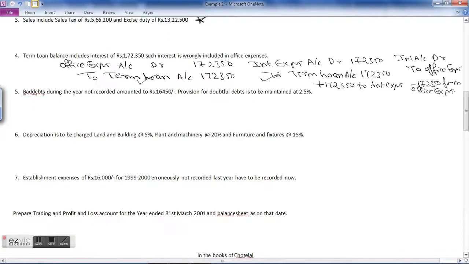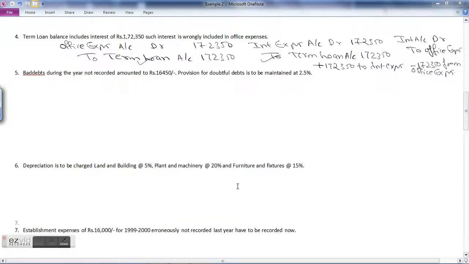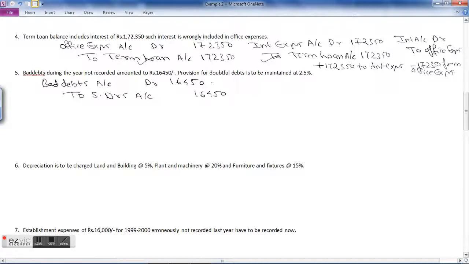Now the next one, bad debts during the year not recorded amounted to 16,450. Provision for bad debt is to be maintained at 2.5% of debtors. Now here there are two adjustments. First, bad debts during the year not recorded amounting to rupees 16,450. So we have to pass an entry for bad debts. The entry will be bad debts account debit, 16,450, to sundry debtors account, 16,450. Bad debts account gets debited. Now this is a nominal account, so it will be transferred to your profit and loss account debit side. Your debtors balance will be reduced by 16,450.